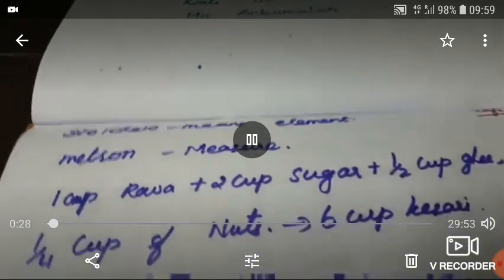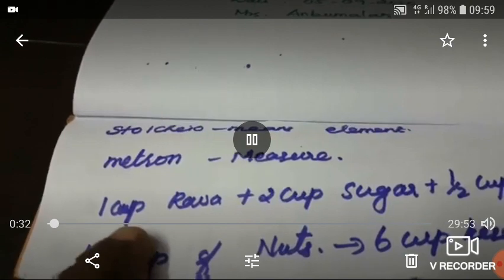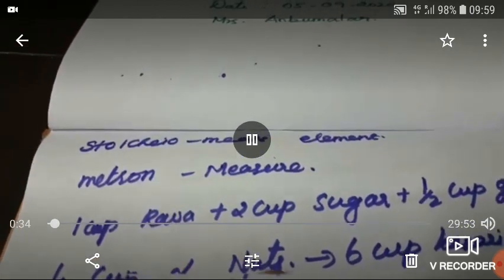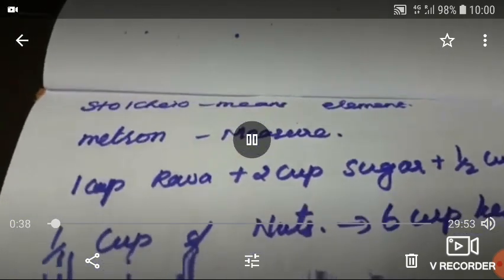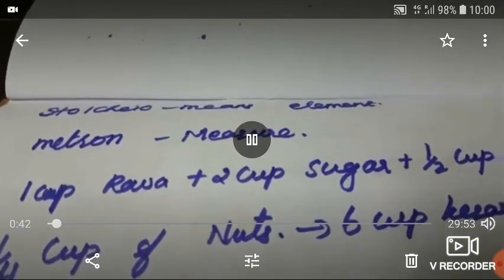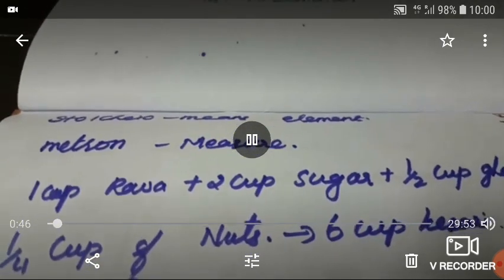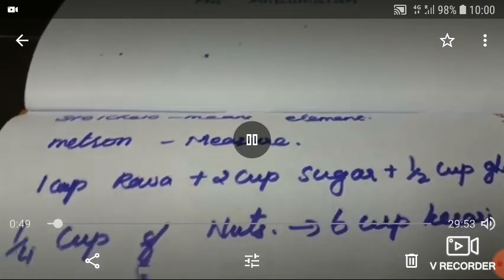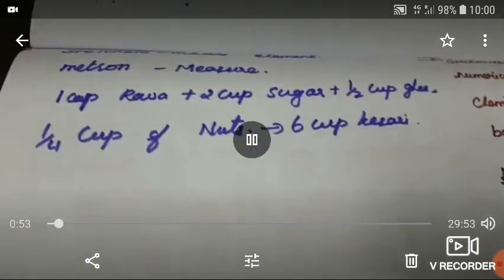So first we take 1 cup rava and 2 cup sugar and half cup ghee, and another one is half cup of nuts, to give 6 cups of kesari. Okay, so you understand this concept, and again another example. See that example.